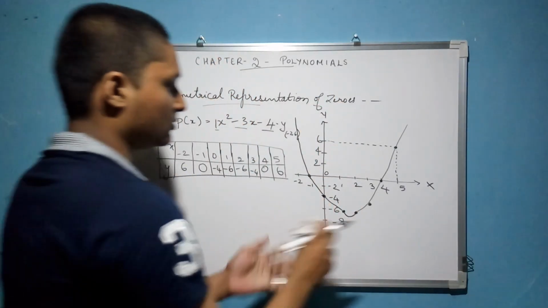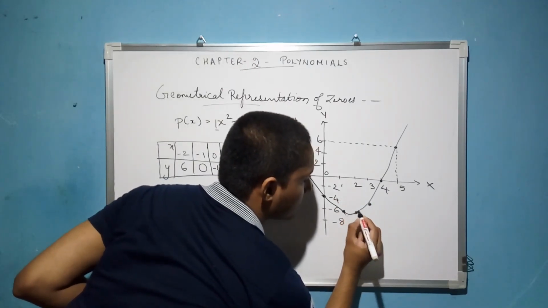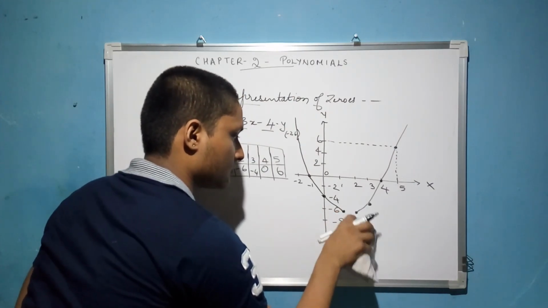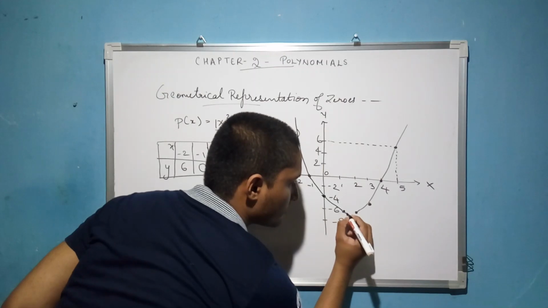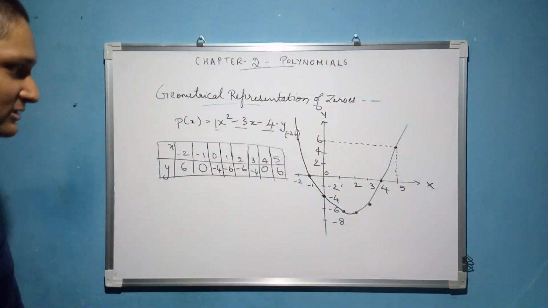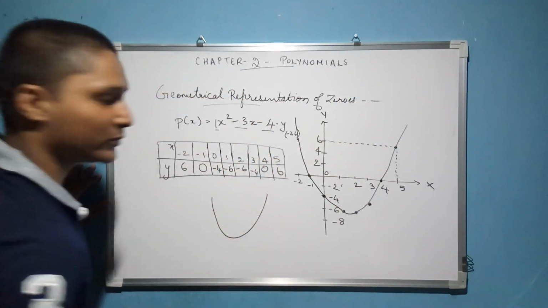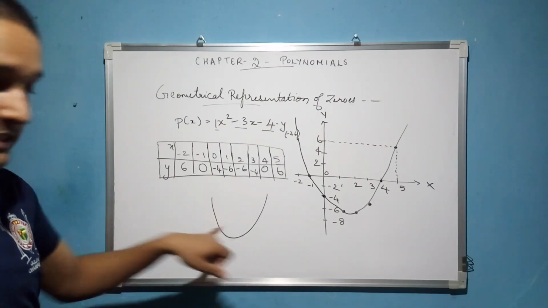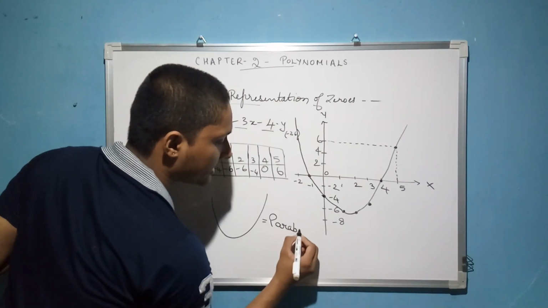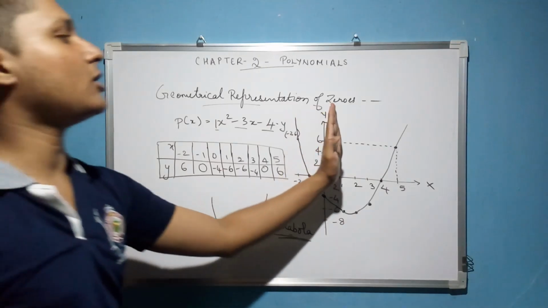Right, let me draw it more neatly. This comes to be like this. Yeah, this is the graph that you get. It's not so perfect, but still it looks like a U. This type of graph is called a parabola. This kind of graph is symmetric along a given axis.